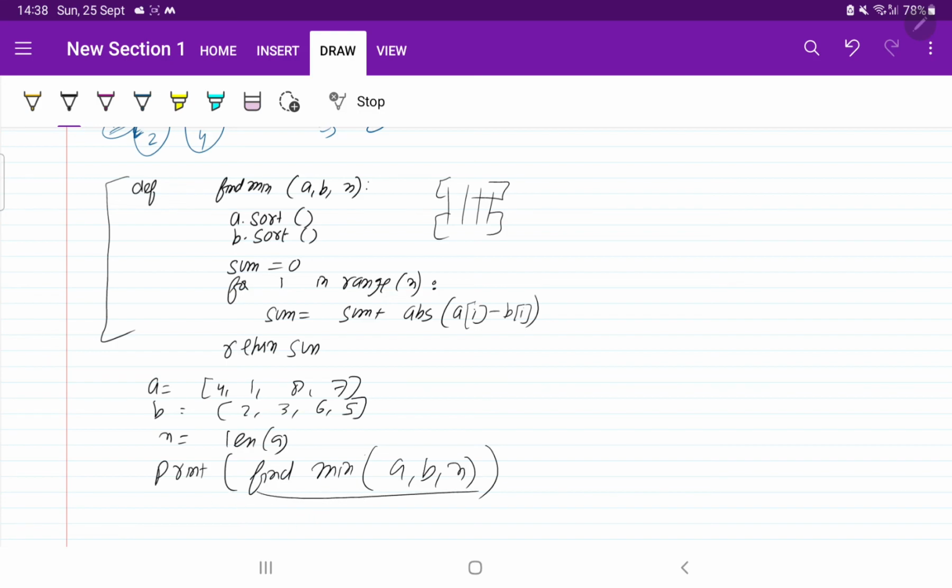Okay, so I hope the question is very clear. Just observe the pattern and try to solve the problem.